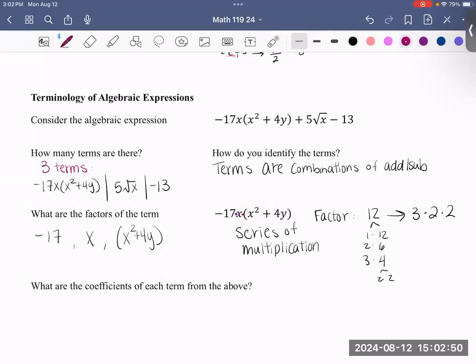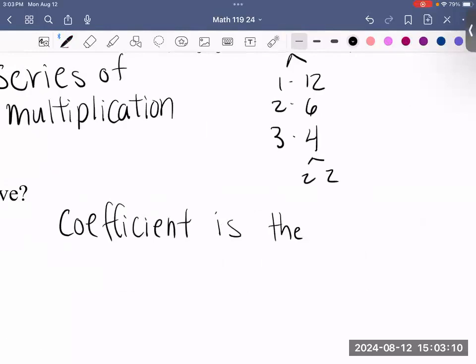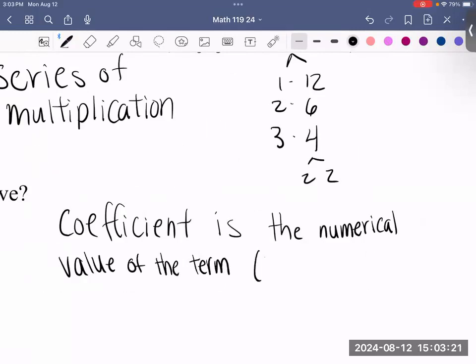Now, last one we're going to talk about is coefficients. What are the coefficients of all of your terms from above? Now, if you don't know what a coefficient is, a coefficient is the numerical value of the term. So the number in front of each term, typically attached to the variable.